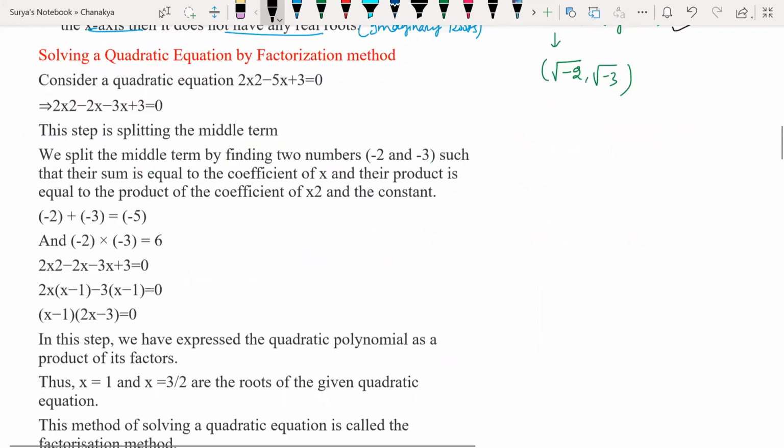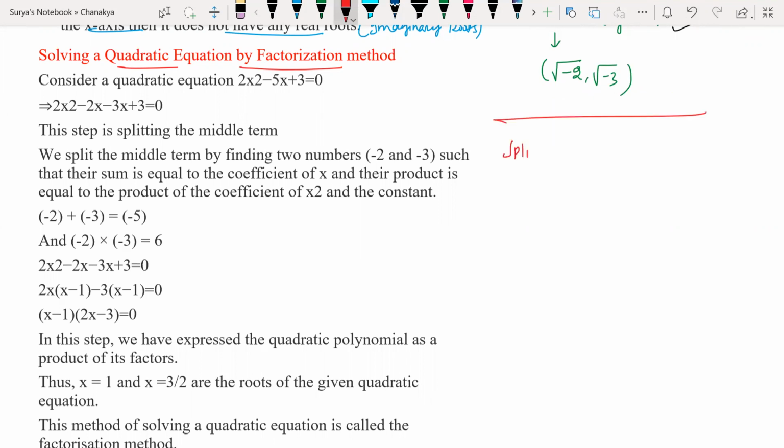Guys, now the concept which we are going to learn is solving a quadratic equation by the factorization method. How to solve? If you know factorization, what do you mean by factorization? Yes, you can do completing the square as well, but here it is the splitting middle term method.